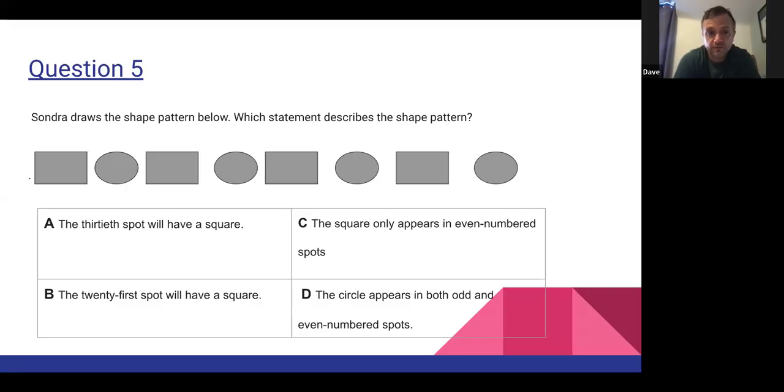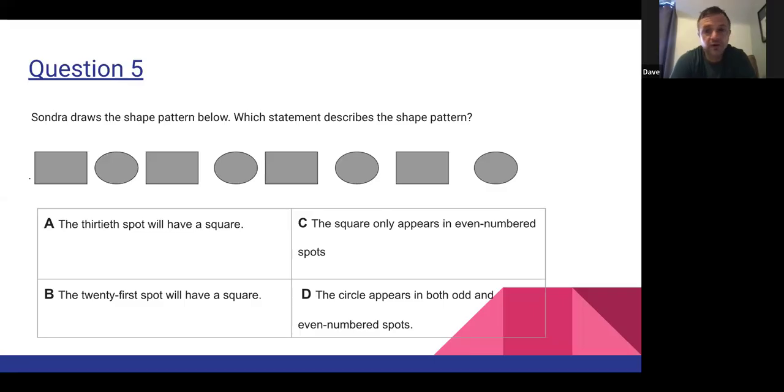So letter B, the 21st spot will have a square. I know this one is true because it's a pattern. On my odd ones will be squares, on my even ones will be circles. C, the square only appears in even numbered spots.